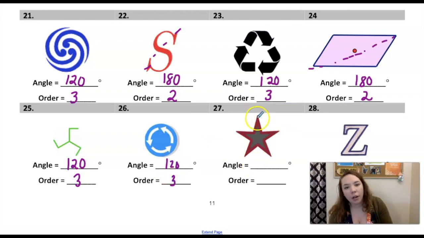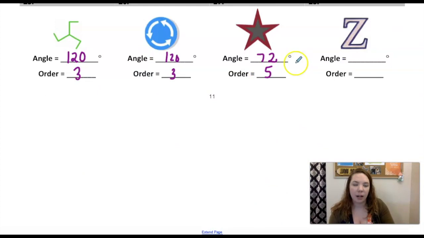For our star, I think it's going to line up each time we hit one of these points. So stars are 5 points, and then 360 divided by 5, I believe, is 72 degrees. And then our Z here, I think, will match up when you get around to the bottom. So this has an order of 2 or 180 degrees.